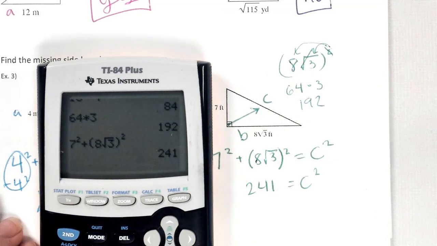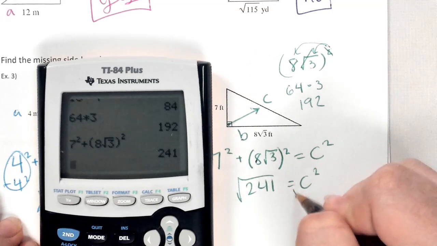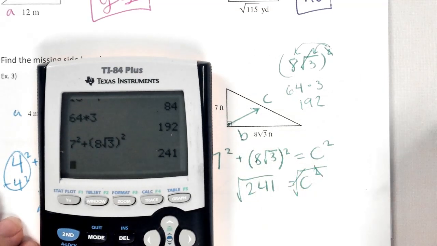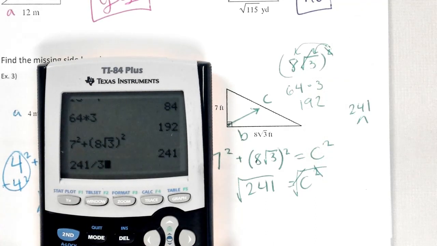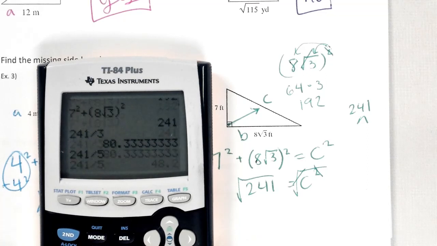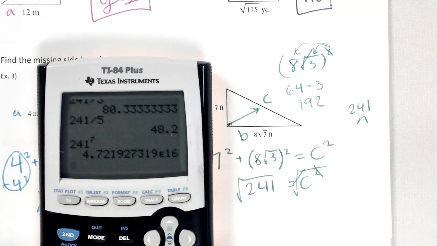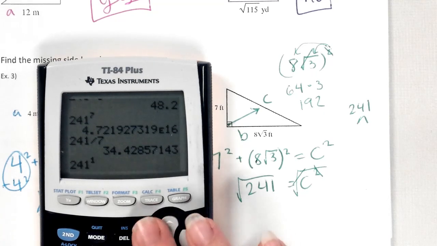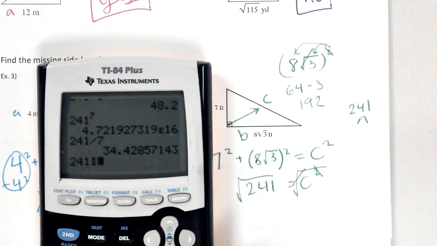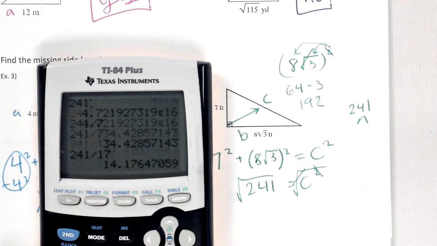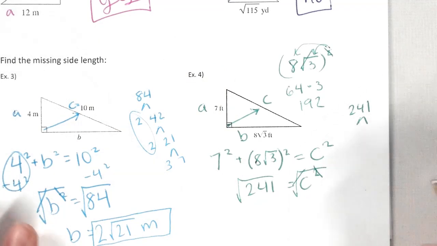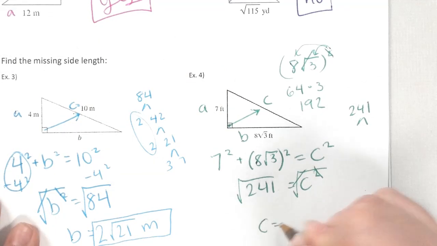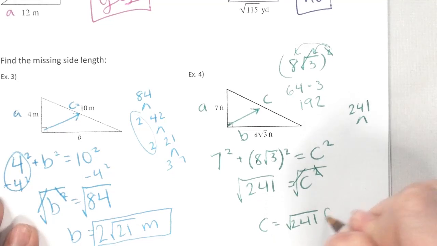Now what? Square root. Square root cancels the squared. And then 241, we need to break it down. However, if I start listing all my prime numbers and dividing it out, none of them are working. None of my prime numbers go into it, so what does that mean? That's your answer. So we have C equals the square root of 241. Don't forget to label feet.